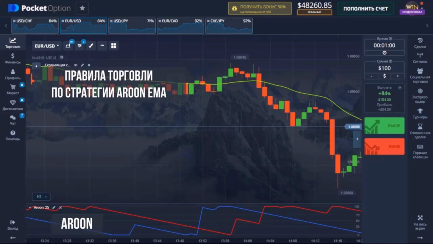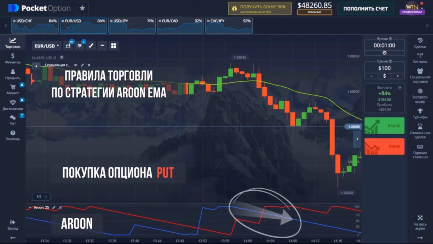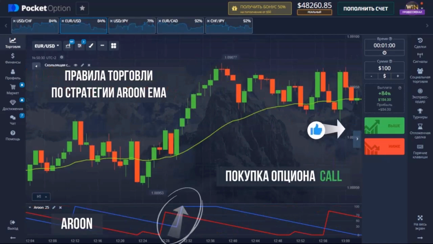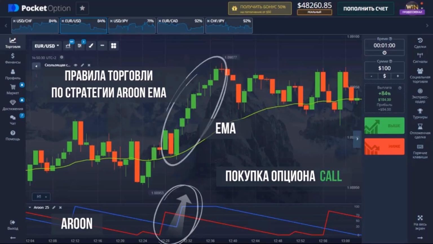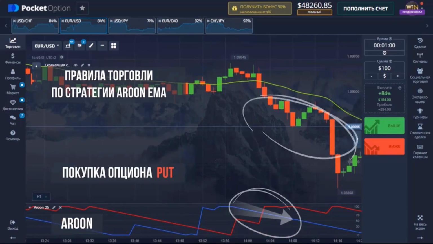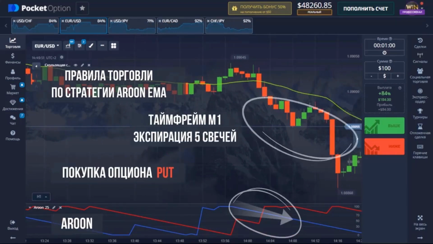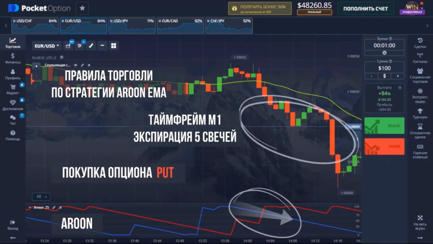When the blue line crosses the red line from top to bottom, you should buy a put option, and when it crosses from bottom to top, you should buy a call option. The EMA indicator is even simpler. When the price is above the EMA line, it is a signal to buy a call option, and when it is below the line, it is a signal to buy a put option. The PocketOption Aroon EMA strategy is designed for the M1 timeframe with an expiration of 5 candles.